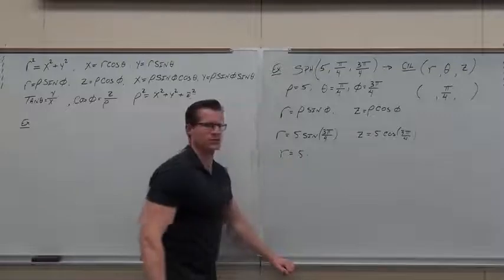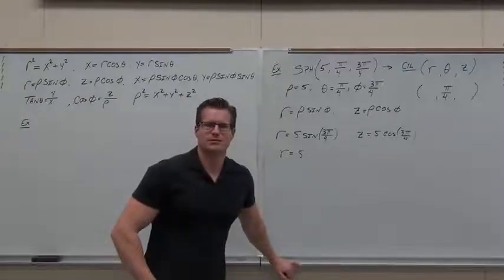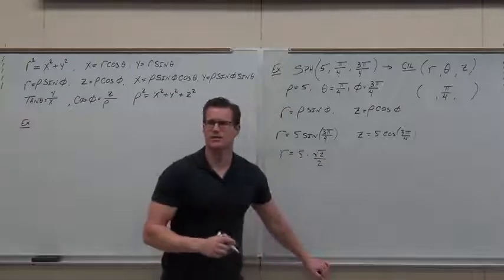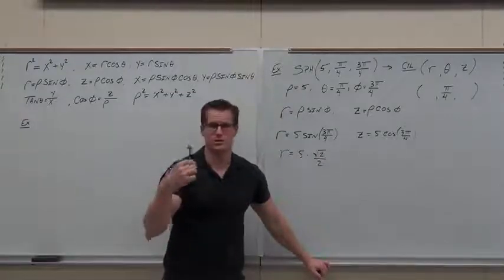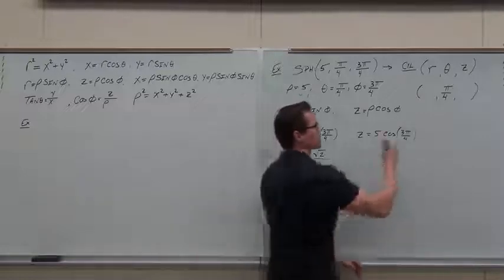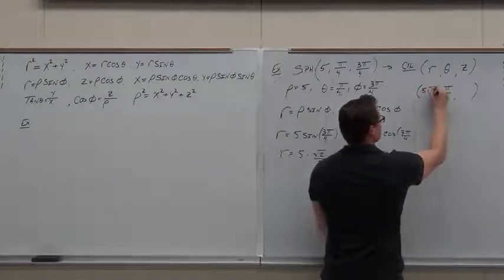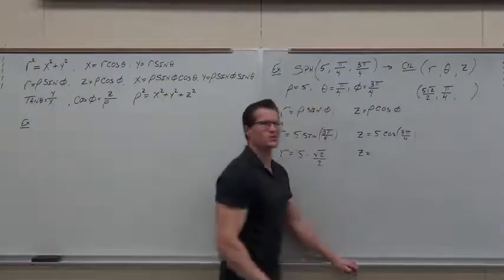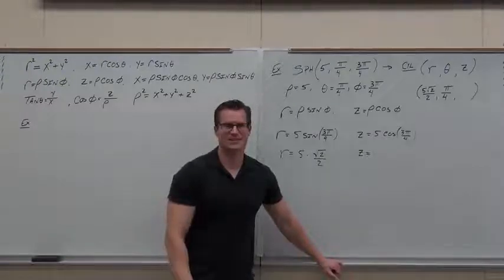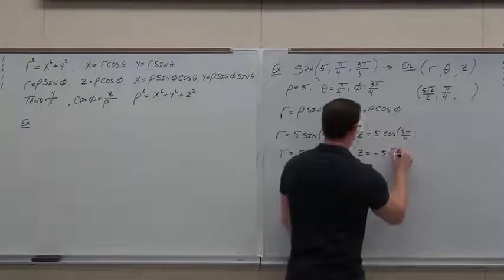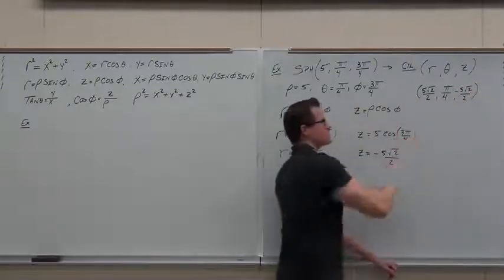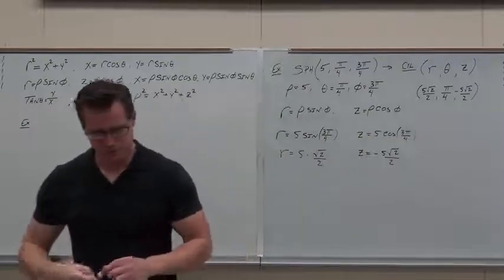5 times, oh my gosh, sine of 3 pi over 4. What is that? Root 2 over 2. You just need to know it's positive because that's second quadrant. It's all students, it's positive over there. So that's going to be 5 root 2 over 2. The z, I'll bet you it's going to be negative. Since this is negative root 2 over 2, we get negative 5 root 2 over 2.